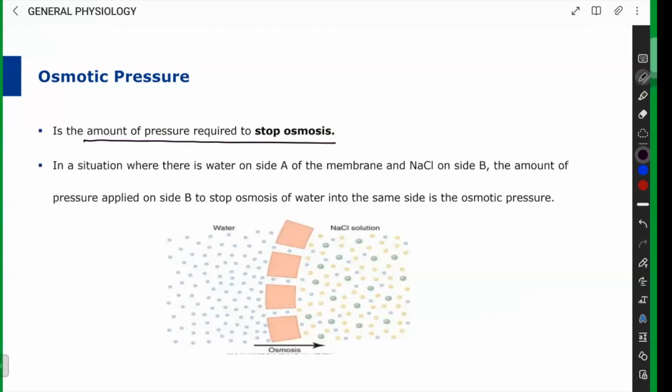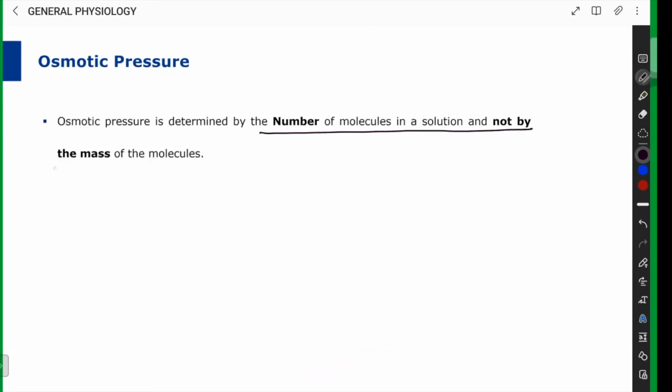So on the side, the movement has to be prevented; on that side there is a pressure, and that is called osmotic pressure. It is determined by the number of molecules in the solution and not by the mass of the molecules. So now you are going to define the term osmolarity.